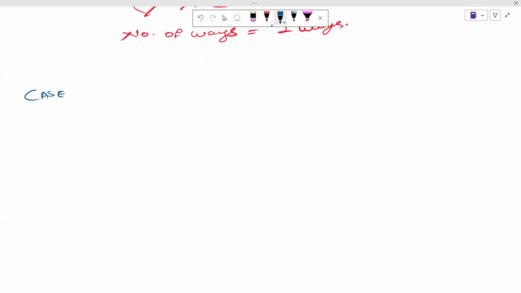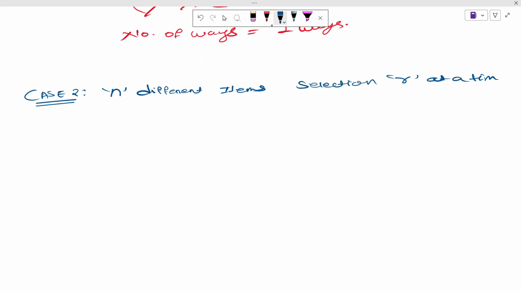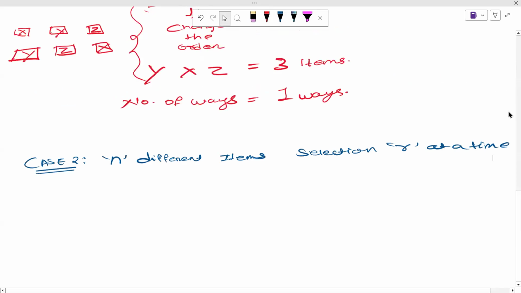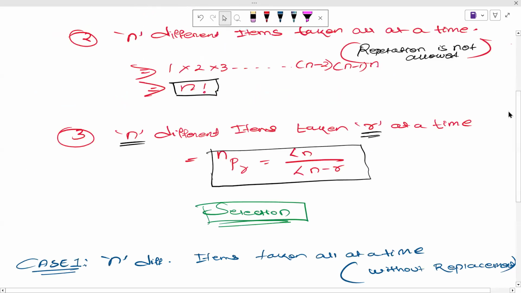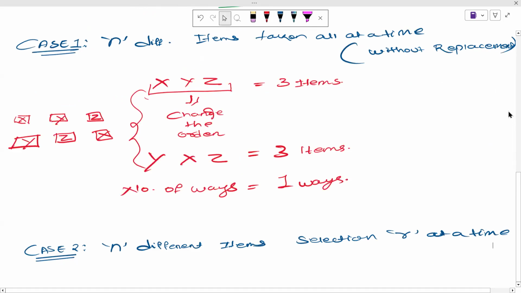Now, let's go for the next case. Case number 2. Here, n different items selected r at a time. Now remember the upper part: n different items taken r at a time. Here we were preferring permutations. So now, in the selection part, what will we do? That is the point. Here, just listen carefully.